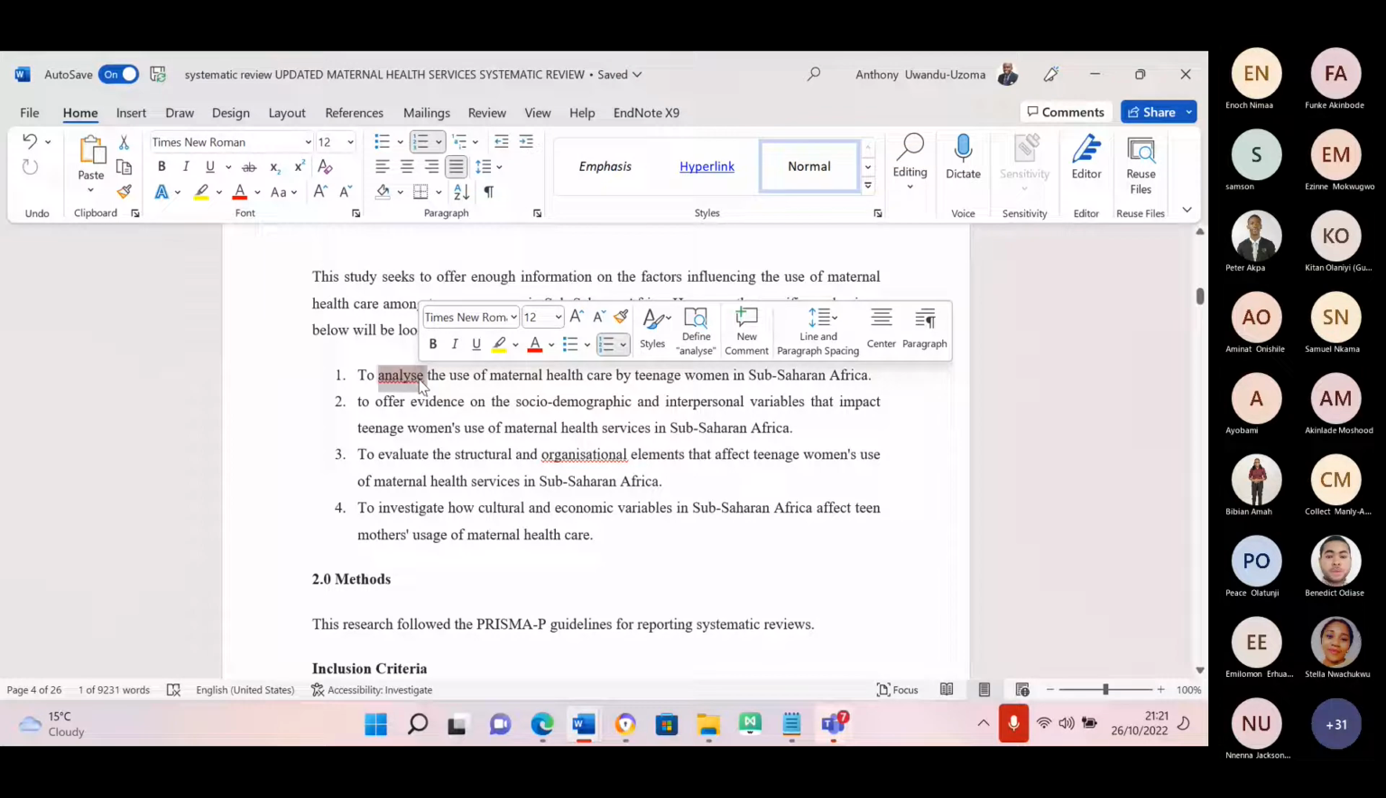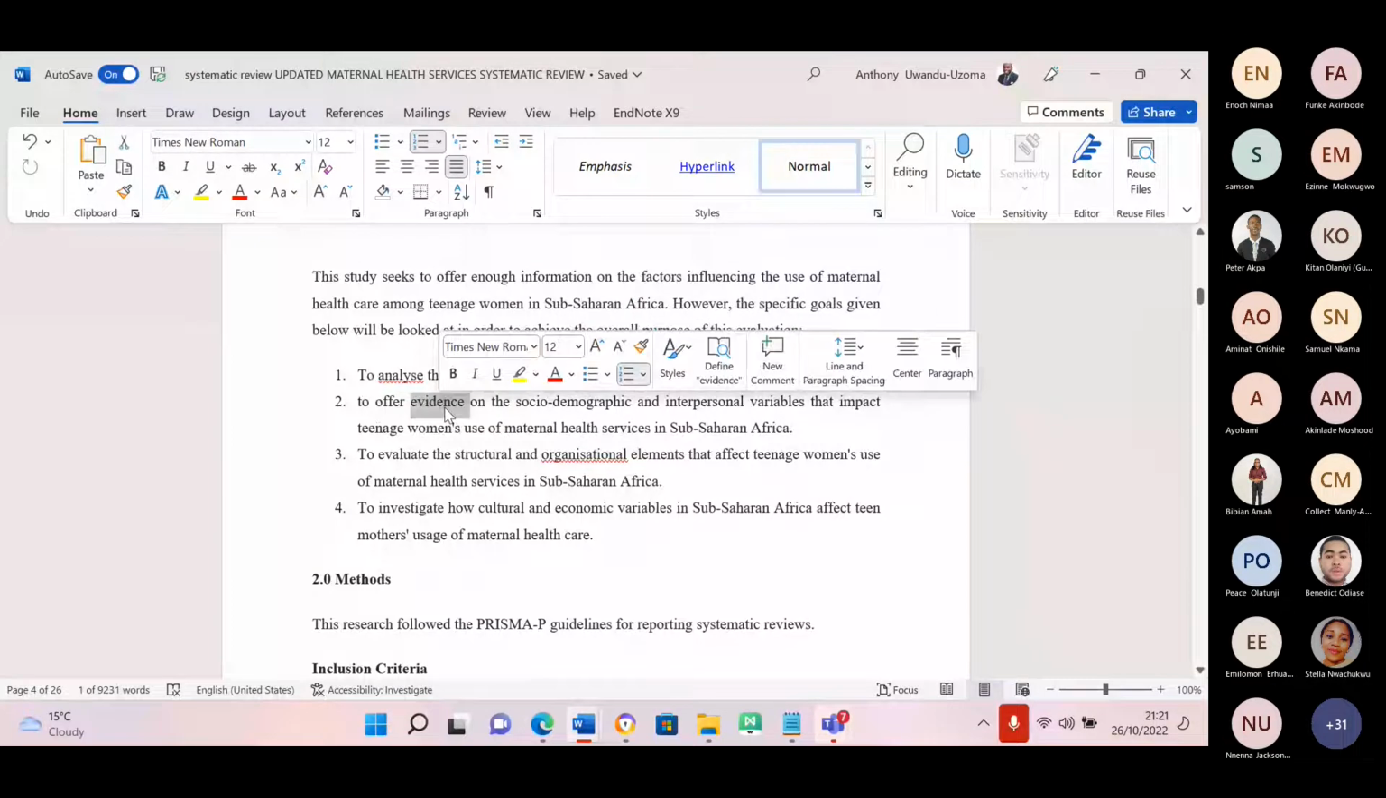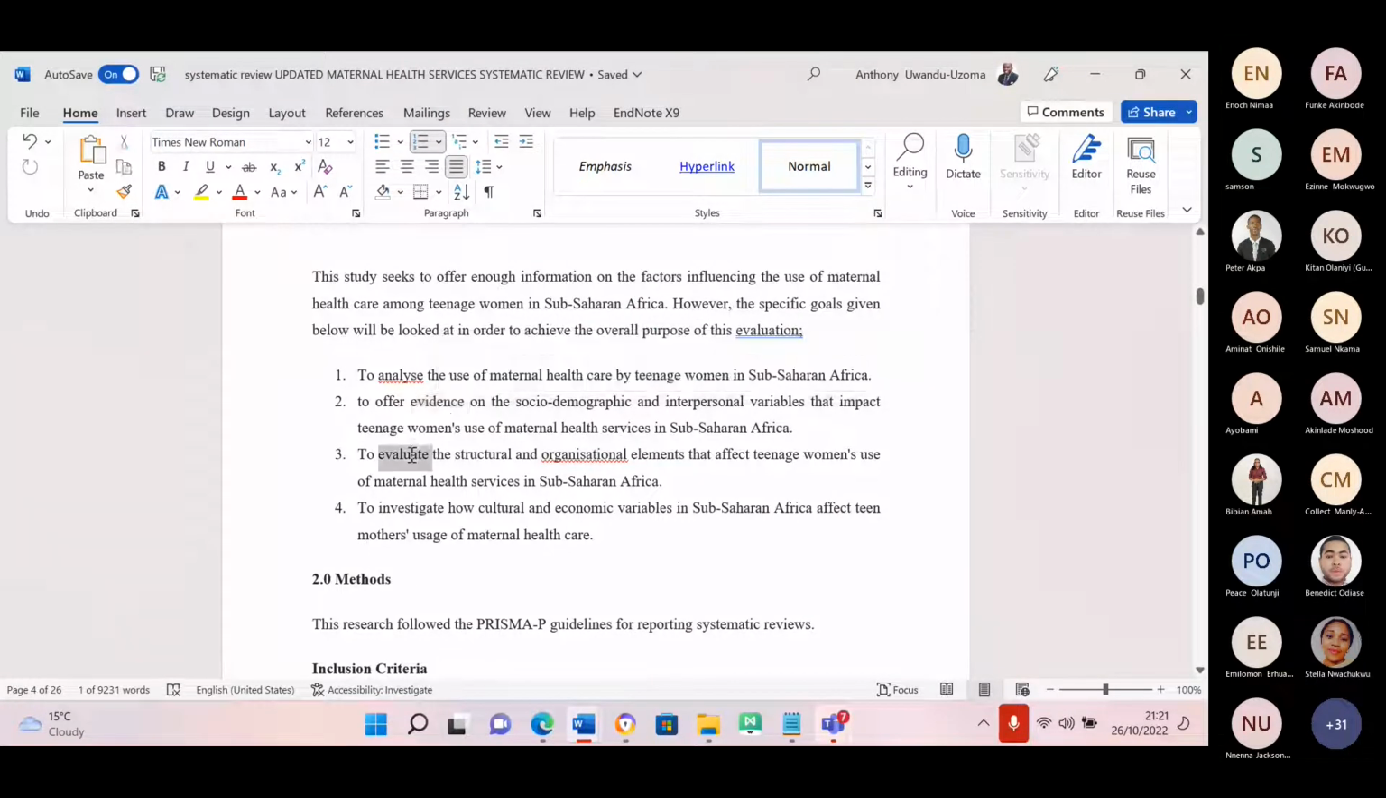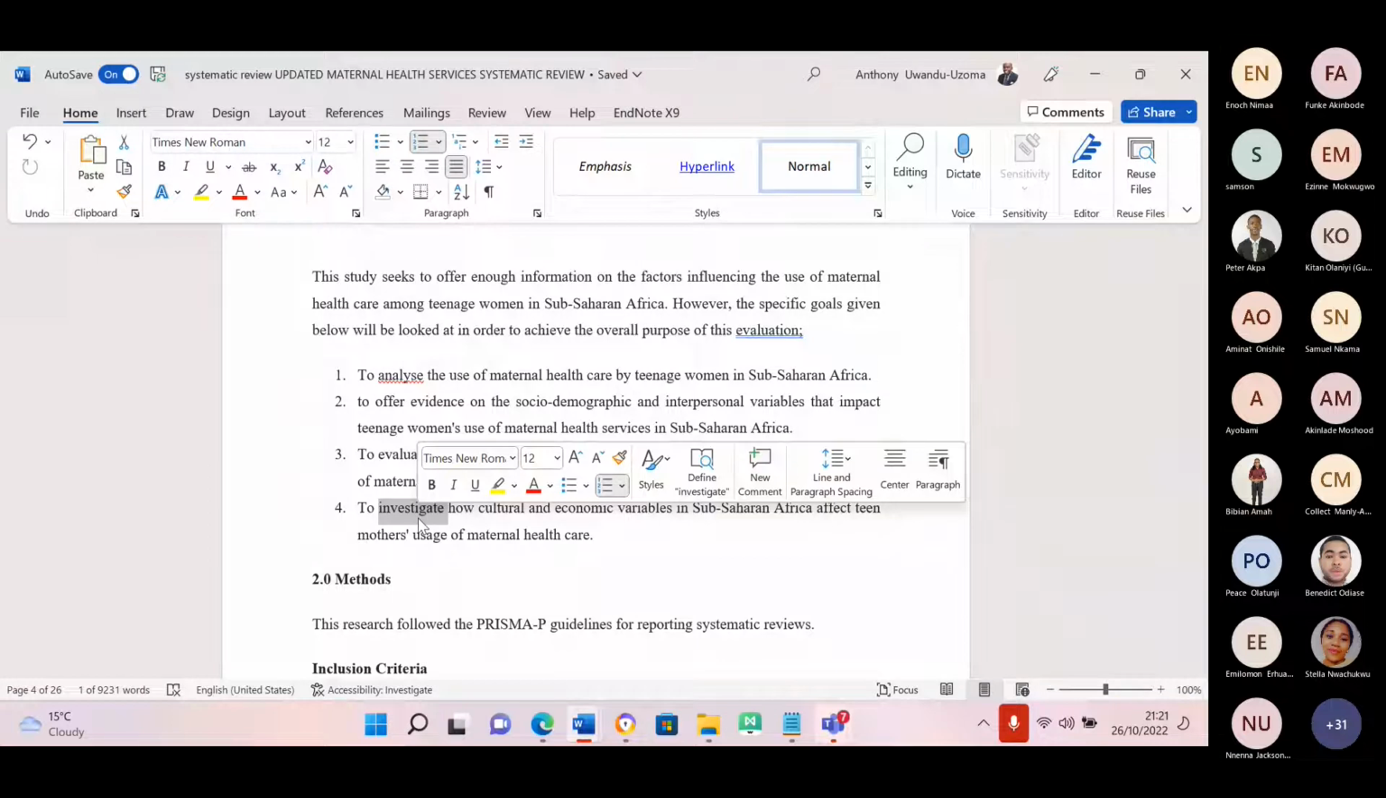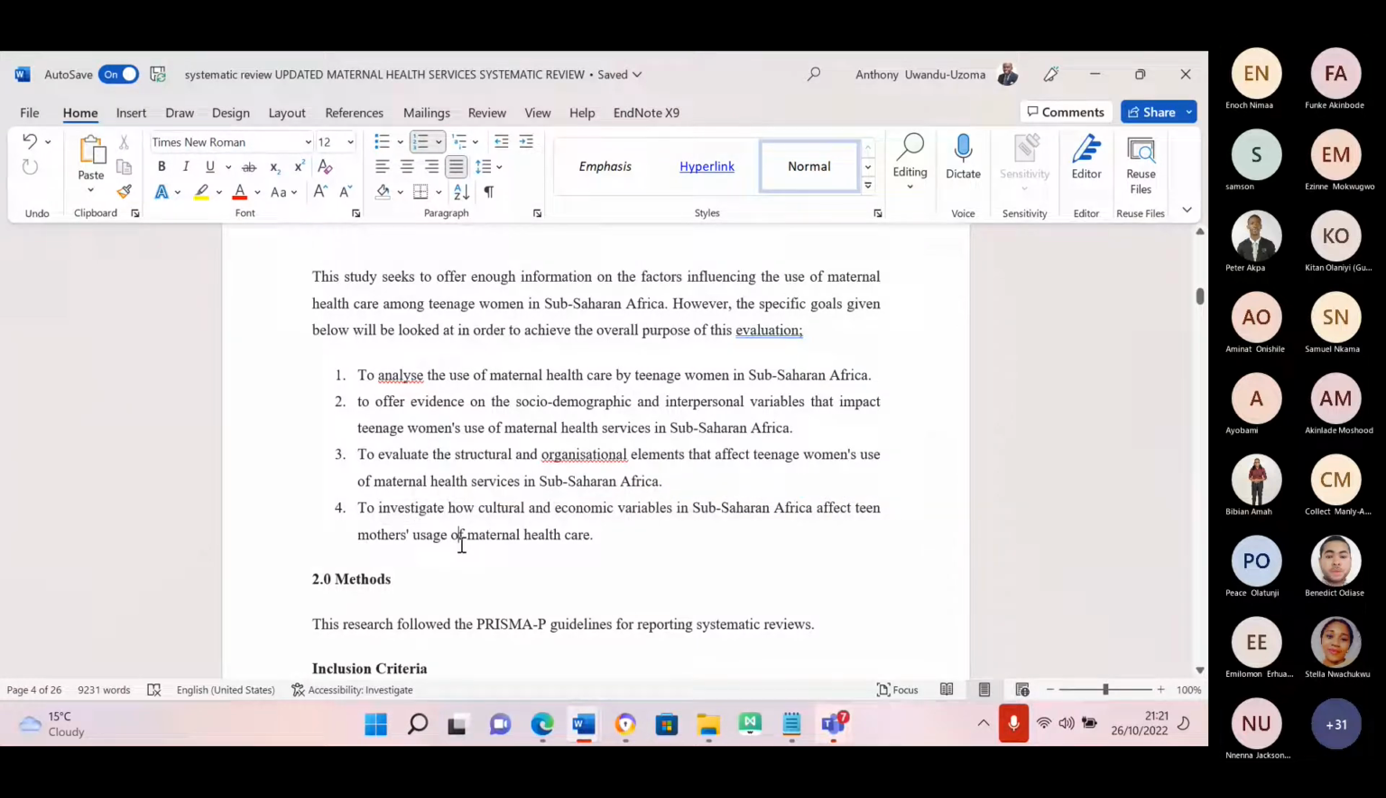Okay? Then to offer evidence can go both qualitative and quantitative. To evaluate can go both qualitative and quantitative. When you say investigate, that is a quantitative word. It's not qualitative in nature. Okay, so this is what research questions for a systematic review look like.